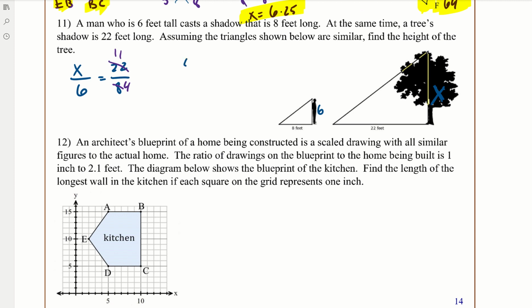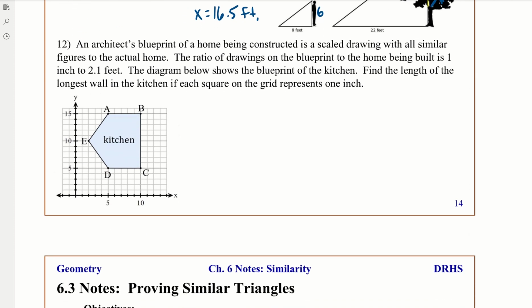Okay, so that gives me 4x is equal to 66. And divide both sides by 4, and x is, I don't know, I'm going to do it in the calculator, 16.5 feet. Okay, that tree is 16.5 feet tall. Cool. Okay, now let's look at the architect's blueprint of a home.